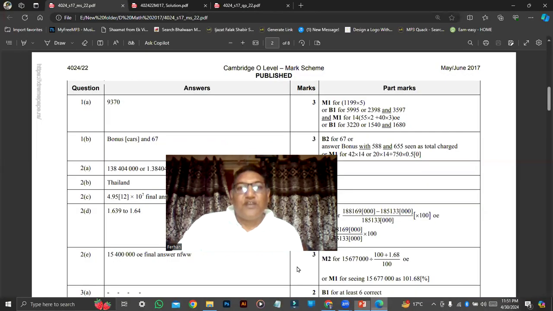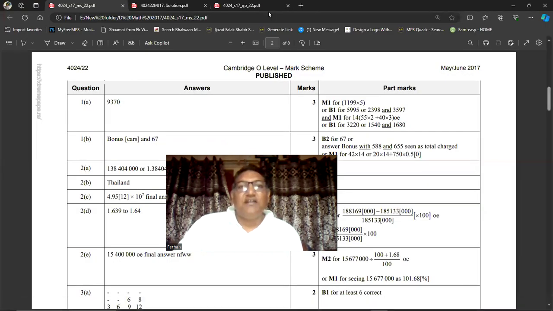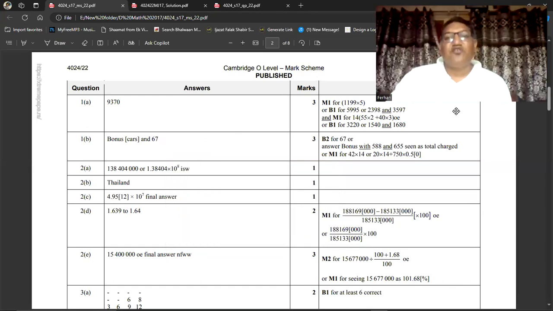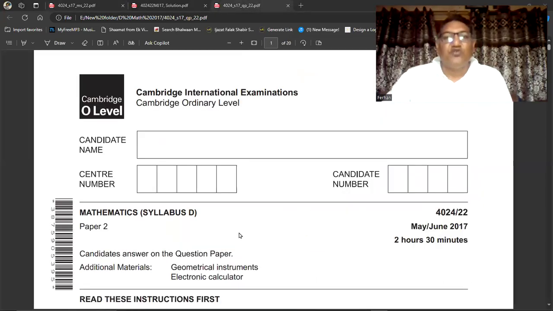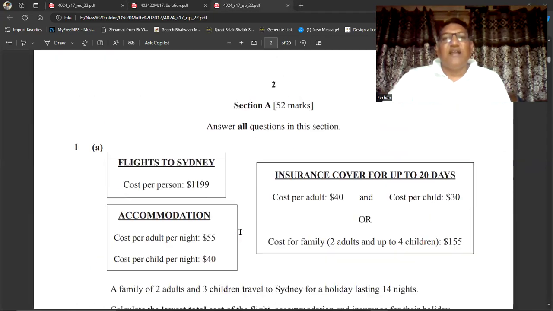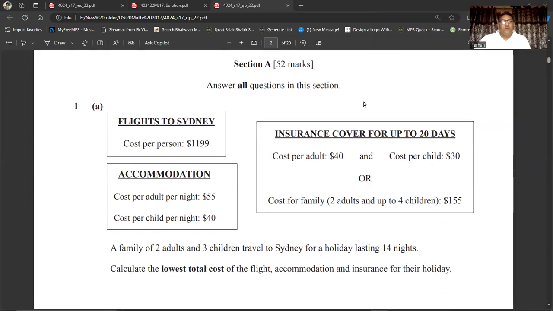Okay, so here we have this paper. This paper is May-June 2017 paper 2. So question number 1 is coming up on your screen. It says flights to Sydney cost $199 per person. Accommodation costs $55 per adult per night and $40 per child per night. Insurance cover for up to 20 days costs $40 per adult and $30 per child.